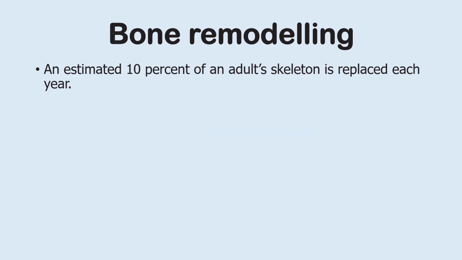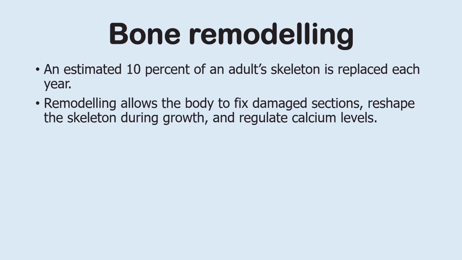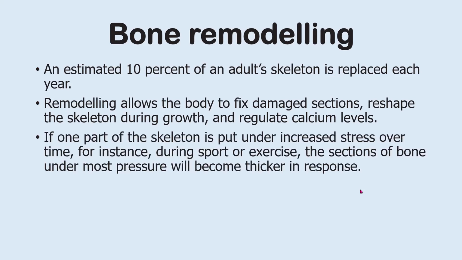About 10% of our skeleton is replaced every year. So we have these cells we saw before that break down old bone and make new bone. And if there's some damage somewhere, it's done automatically. We don't have to control anything. And as the body grows from little kids up to adulthood, the skeleton is reshaped. Kids' bodies look different to our bodies, and bones regulate calcium levels. So it's in the whole body.